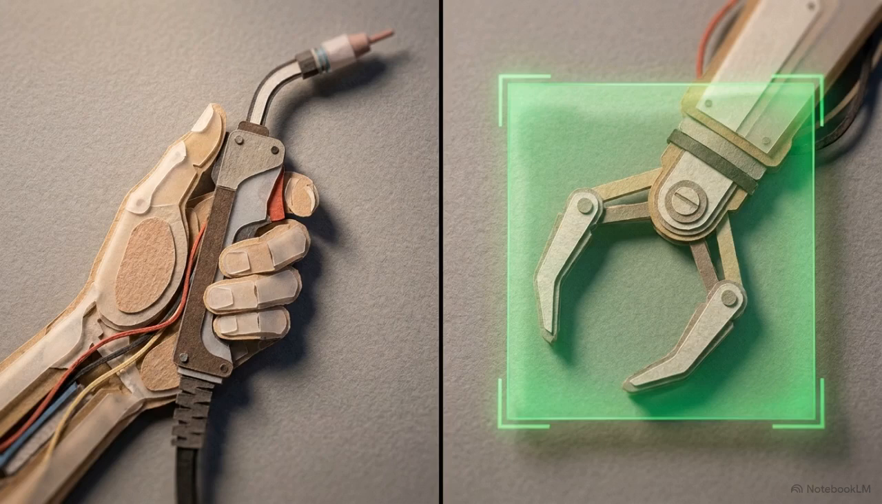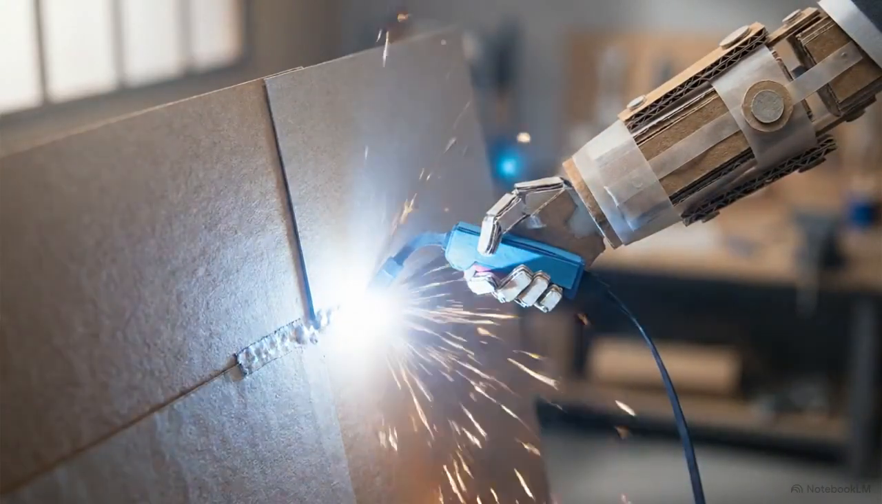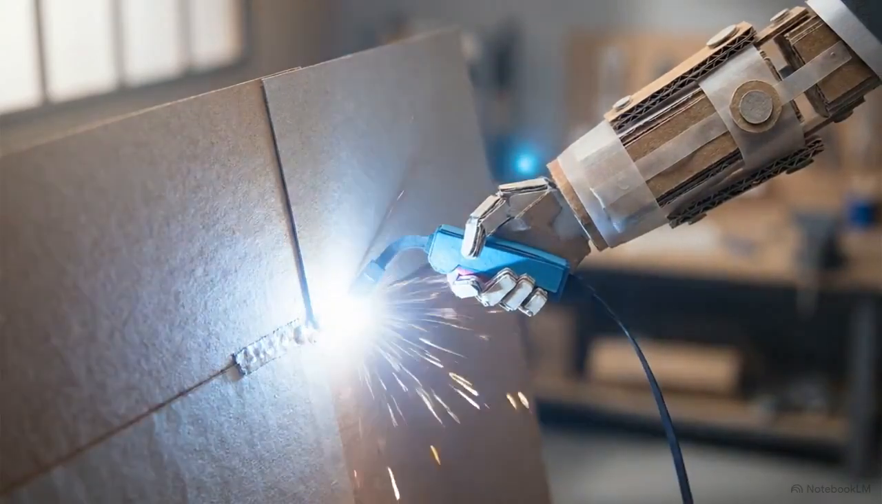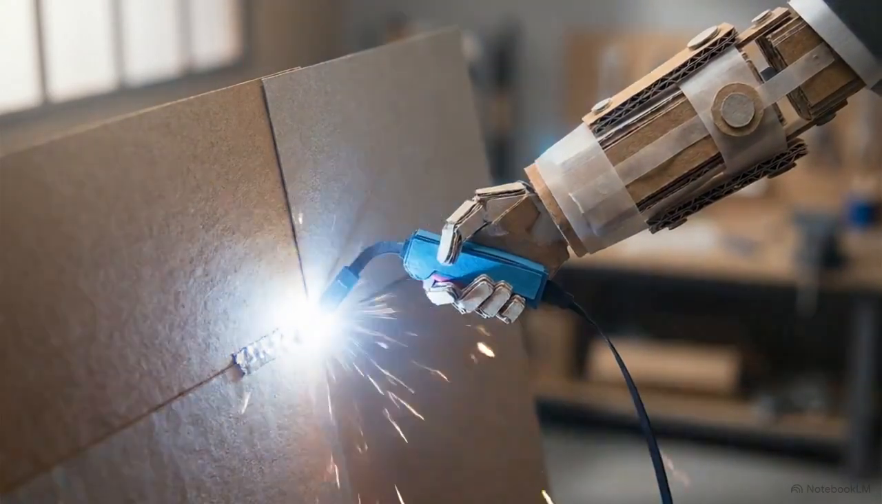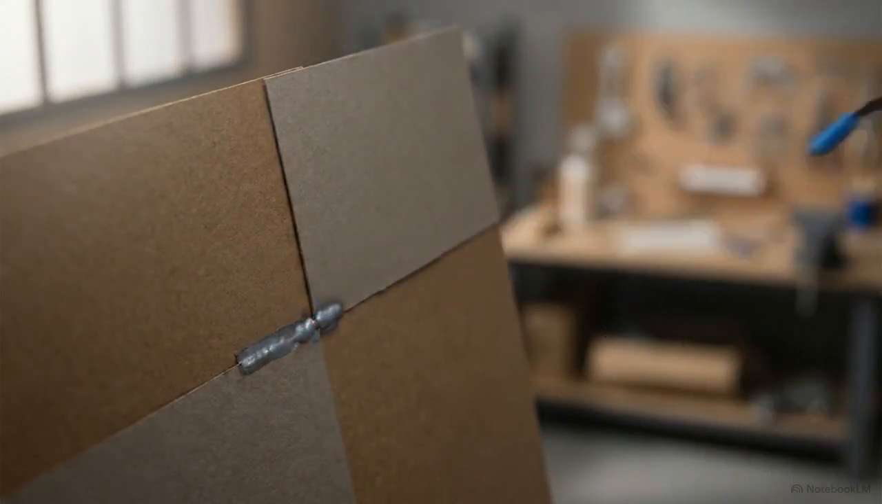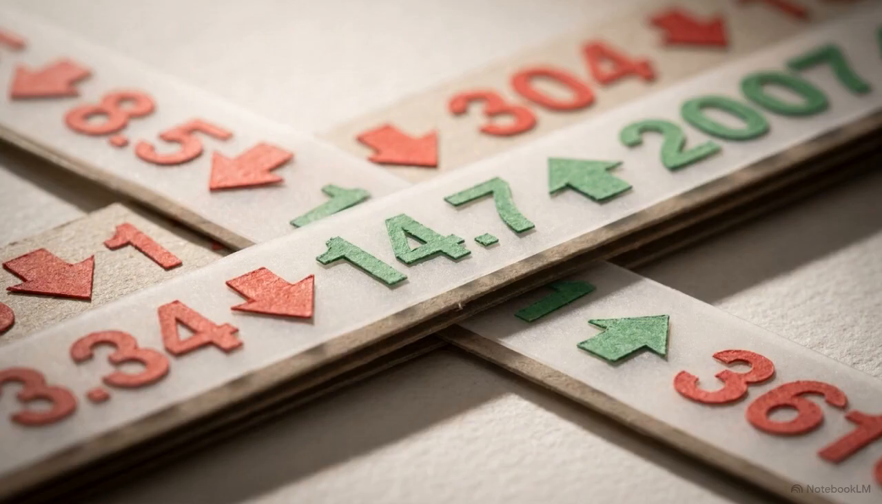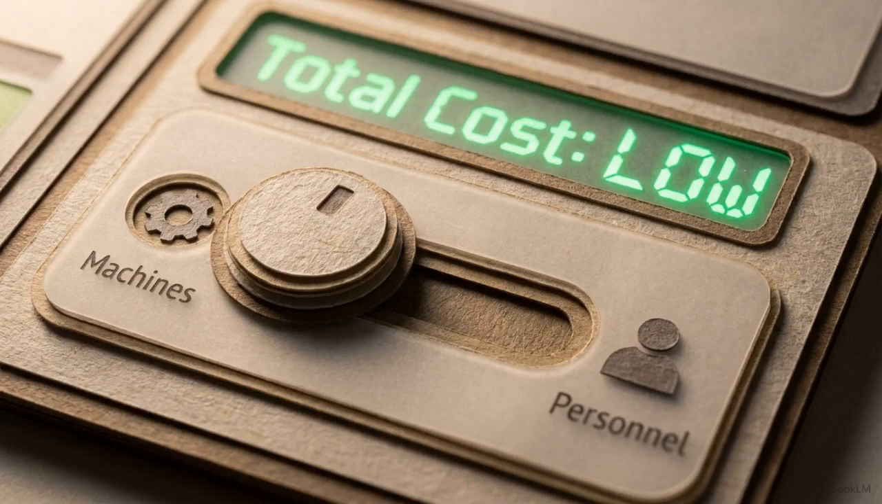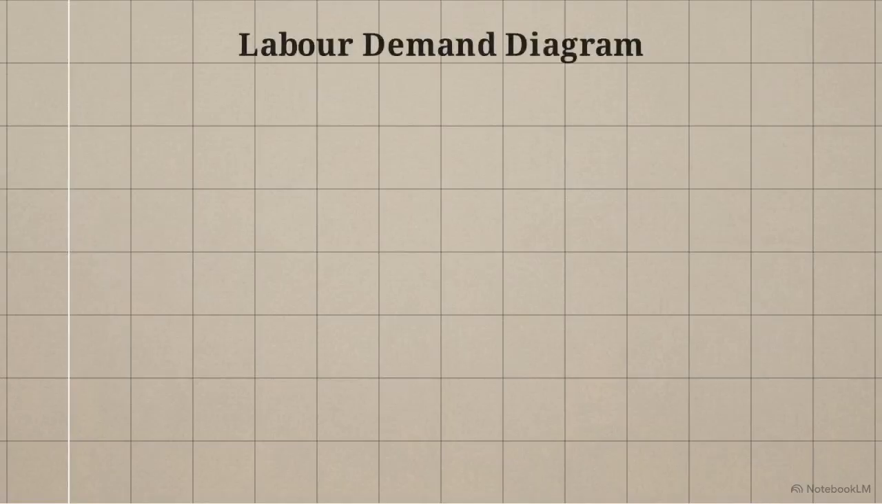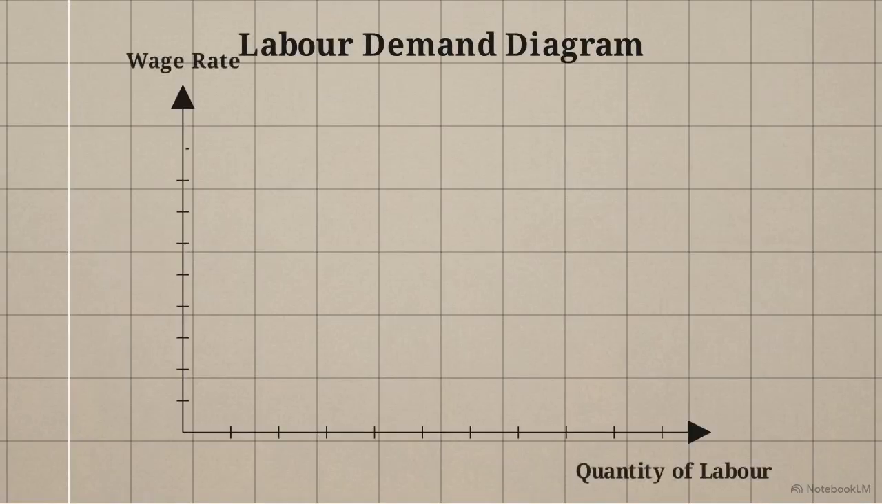Producers have a choice in how they mix their resources. If capital, like these droids, achieves the exact same output as a human worker, but for less money, the producer will swap one for another. Input prices are constantly shifting. To protect their profit margins, producers will continuously substitute their resources to lock in the cheapest possible combination of machines and personnel. To predict how these decisions play out across an entire economy, we use a specific chart.